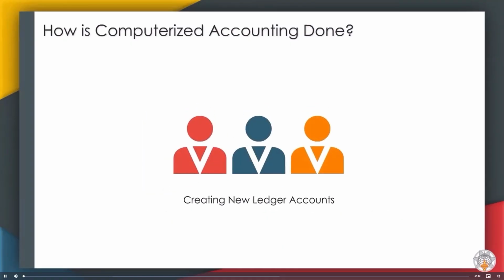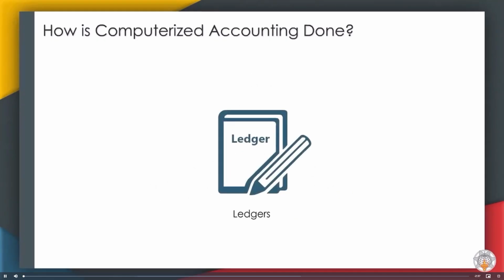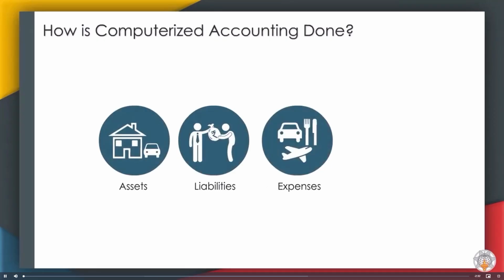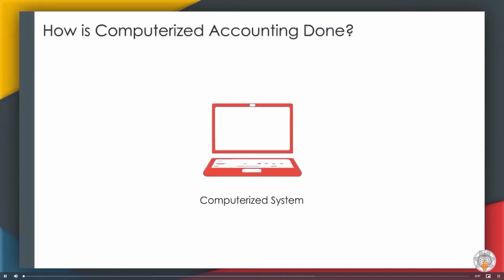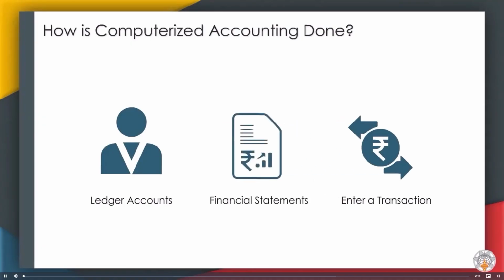While creating new ledger accounts, you are required to classify them suitably under relevant account groups. This will inform the software about the nature of the ledger and where it will appear. That is, whether it comes under assets, liabilities, expenses, income. In a computerized system, once the ledger accounts are created, when you enter a transaction, the software automatically posts it in the respective ledger accounts and the financial statements are ready instantly.